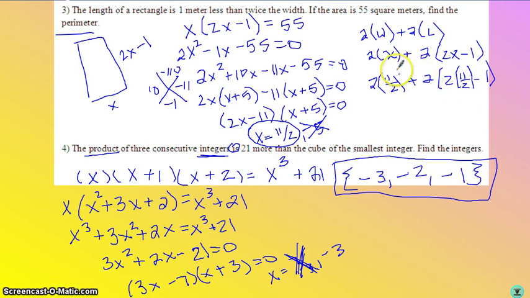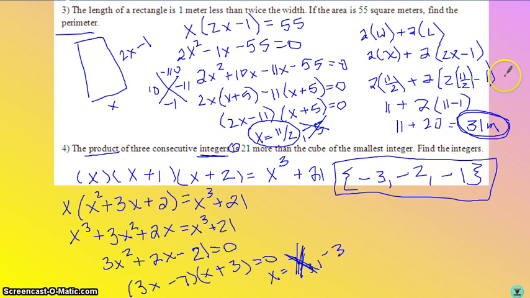I'm sure you see me using a lot of parentheses here, and then we're going to just simplify. So we have 11 halves times 2 is 11 plus 2 times 11 minus 1, which would be 10. So 11 plus 20 is 31 meters. That would be our final answer here, the perimeter of this particular rectangle. Again, if you need to catch up, pause the video at any time.